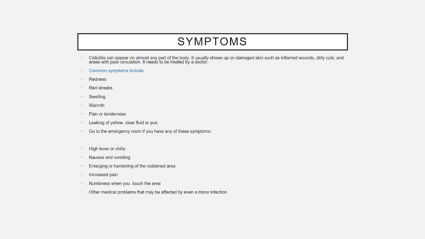The common symptoms include redness, red streaks, swelling, warmth, pain or tenderness, and leaking of yellow, clear fluid or pus. Go to the emergency room if you have any symptom along with these: high fever or chills, nausea and vomiting, enlarging or hardening of the reddened area, increased pain, numbness when you touch the area, or other medical problems that may be affected by even a minor infection.